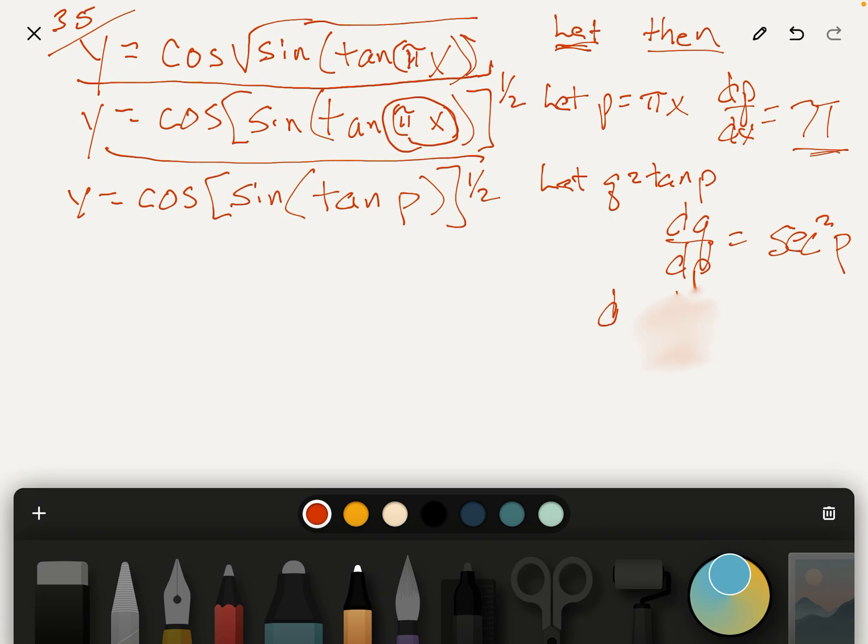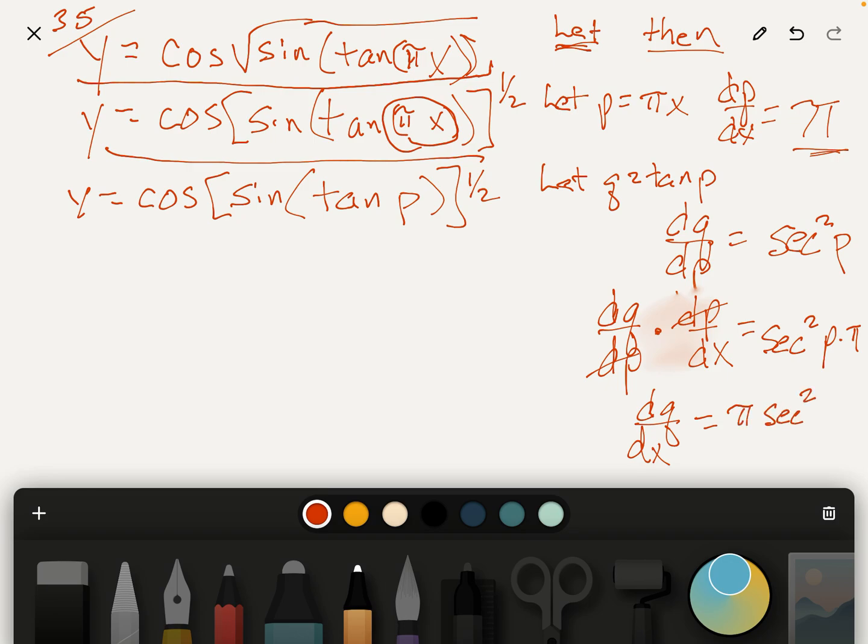So, again, remember the advantage of this method is that you can write everything in the form of multiplying ratios. So dq dp times dp dx, well, that's secant squared p times pi. But remember, we can cancel out the dp's, so we get what we want, which is dq over dx, and that's just going to be pi secant squared, but now we can substitute back in for p in terms of x, pi x. So now we know what dq dx is, and we'll use that later. Let me wall this off.